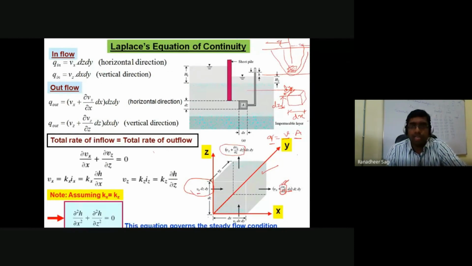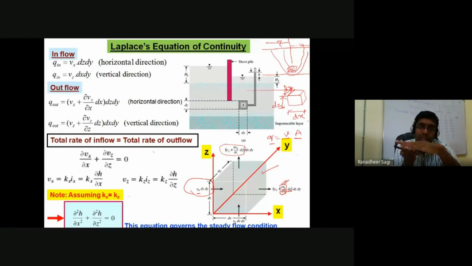In a similar way, in the z direction, if I am trying to understand the rate with which the flow is entering the soil element, and the rate with which the water particle is coming out of the soil element in the z direction: the rate with which the flow enters in the z direction means the velocity is Vz, and the cross-sectional area available is dx into dy.